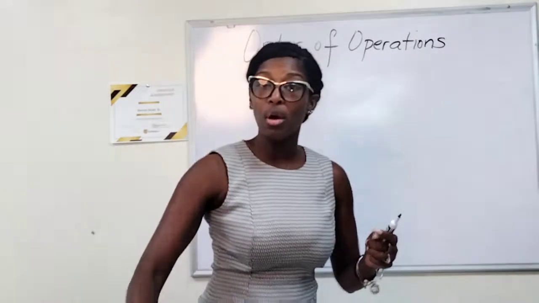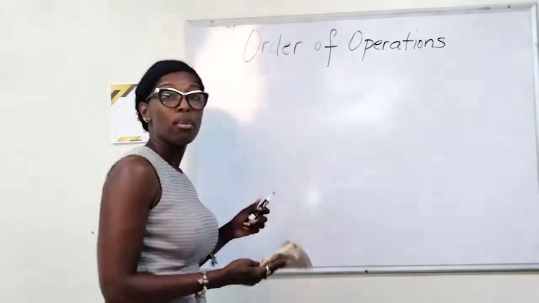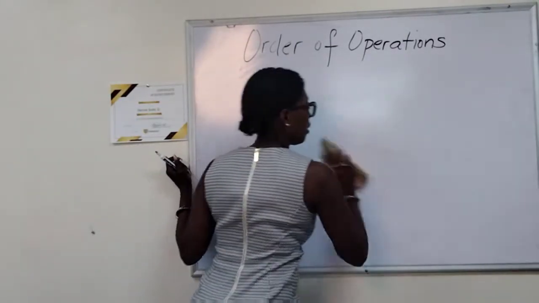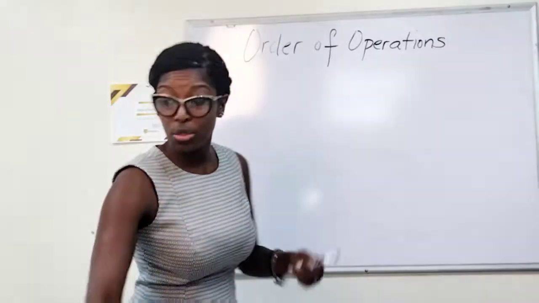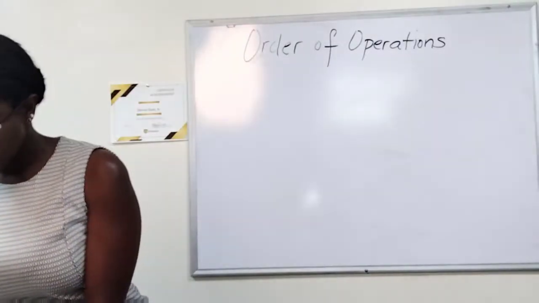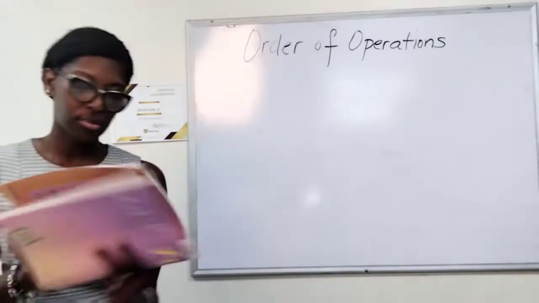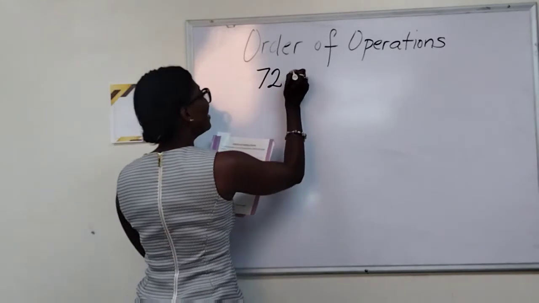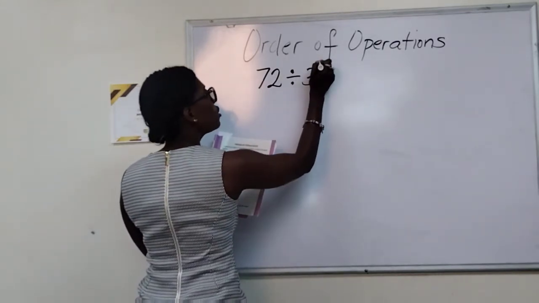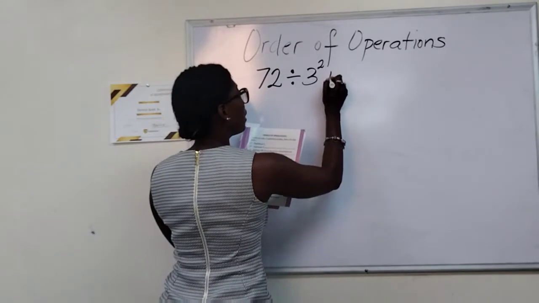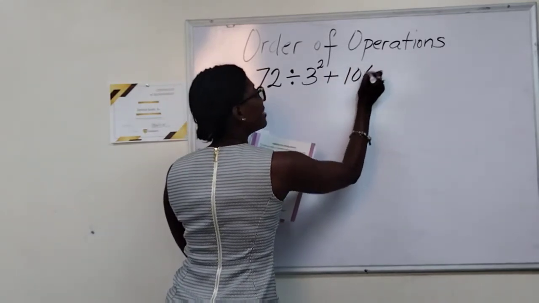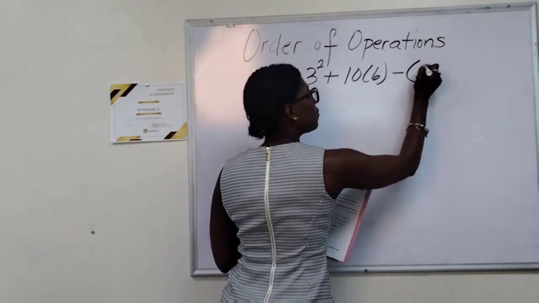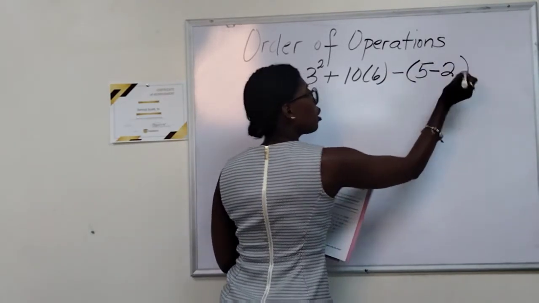If you would like to follow along with me, I will be using the problem from page 1 in your study guide because it gives us all the steps that we will need. 72 divided by 3 squared plus 10 times 6 minus, open parentheses, 5 minus 2, close parentheses.